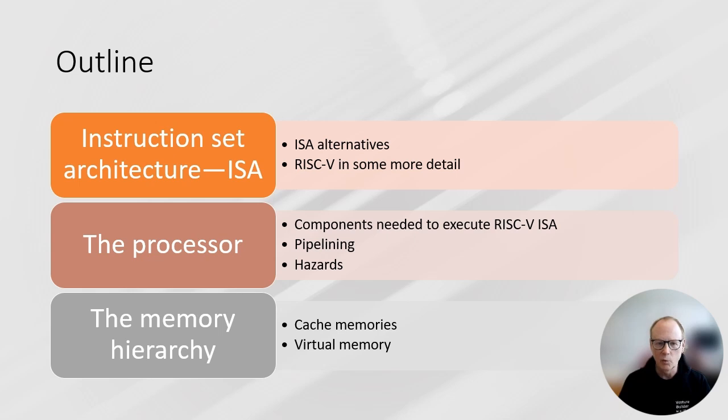Next, we will focus on what is needed to implement parts of the RISC-V integer ISA, how it can be pipelined for increased performance, and what complications in terms of hazards that will bring. Finally, we review the memory hierarchy, including cache memories and virtual memory.